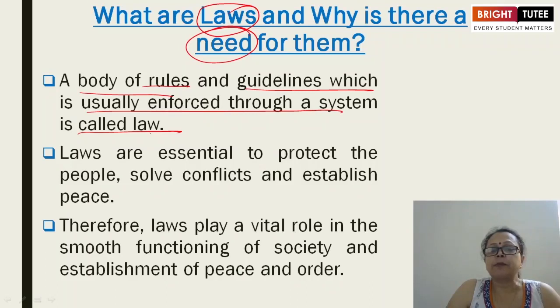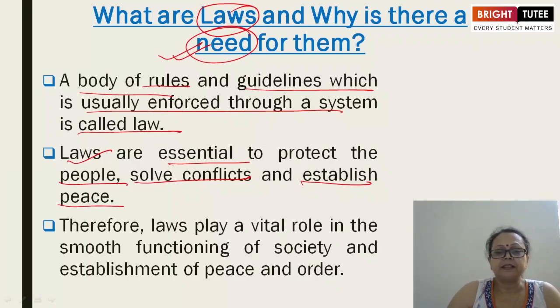Laws are essential to protect people. Now we come to discuss the need. Why is the need there? These laws are essential to protect the people, to solve conflicts and establish peace. This is the need and requirement of the law. It is said that the law plays a vital role in the smooth functioning of society and the establishment of peace and order. To maintain peace and harmony in society, we need laws.